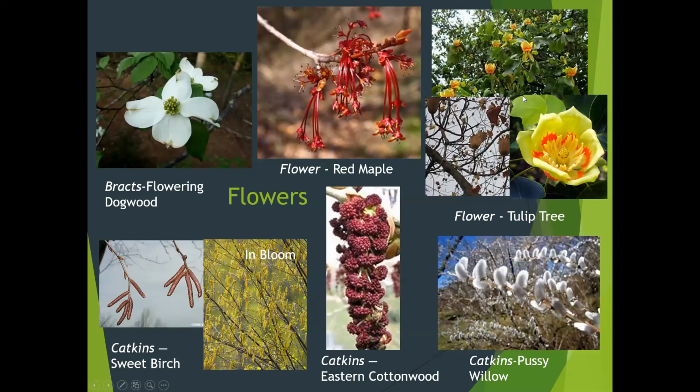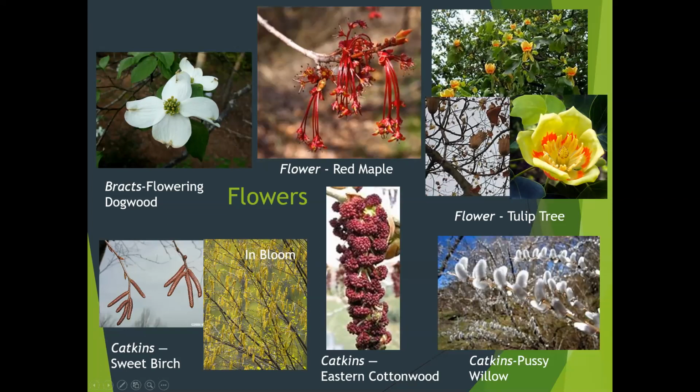But then there are true flowers on things like the tulip tree. These are really showy and huge. They're high up in the tree, and when they fall off, they leave this brown husk. So in the wintertime, you can instantly identify a tulip tree when you see those. And then this is another type of flower. The actual flower is here, but these are white bracts. The flowering dogwood's white bracts, which are actually modified leaves, will last for quite a while when it's blooming in the spring.